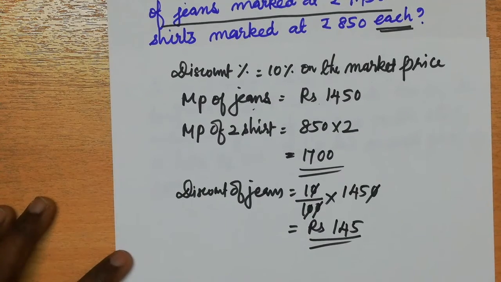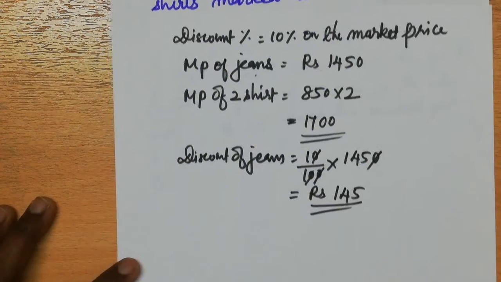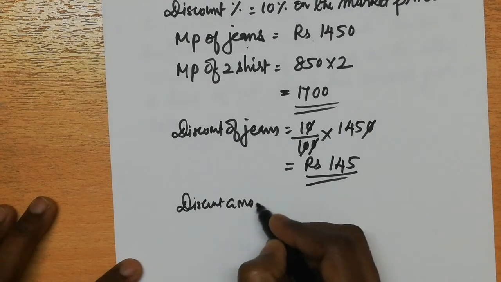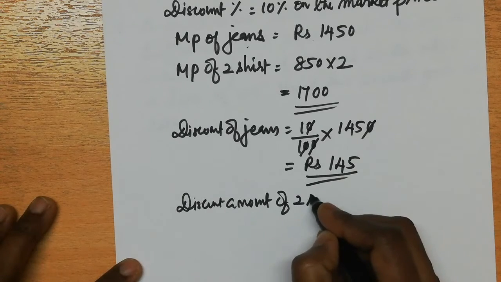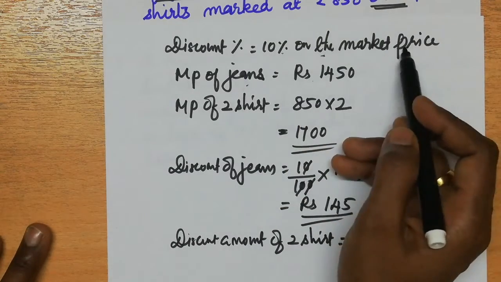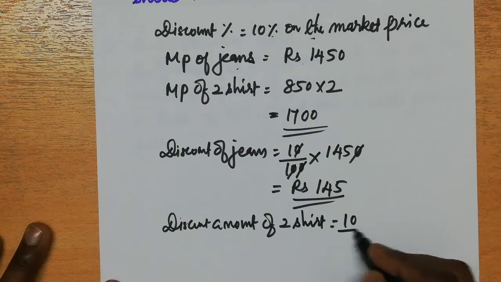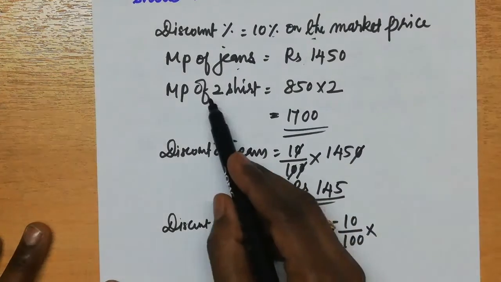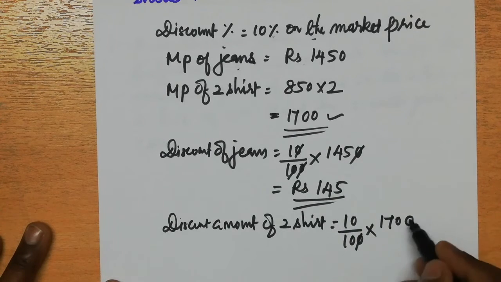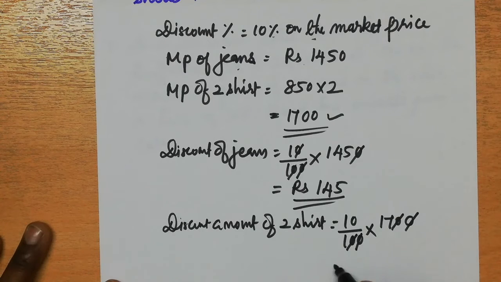So in the case of the two shirts also we will find the discount amount. That also, how to write? 10% on the marked price. So 10 by 100 into the marked price. The marked price of two shirts is 1700. So we will write like that: 10 by 100 into 1700, the zeros cancel, and the answer is 170. That is rupees 170 is the discount amount of two shirts.